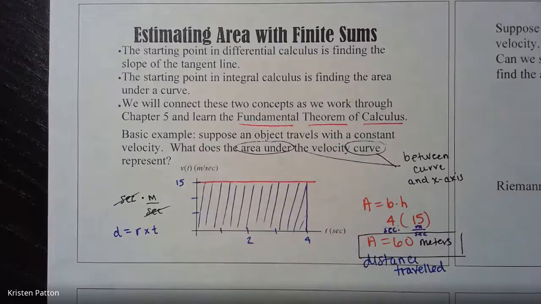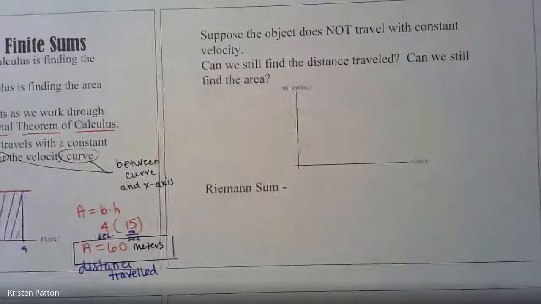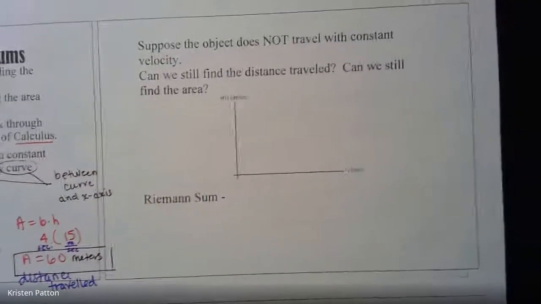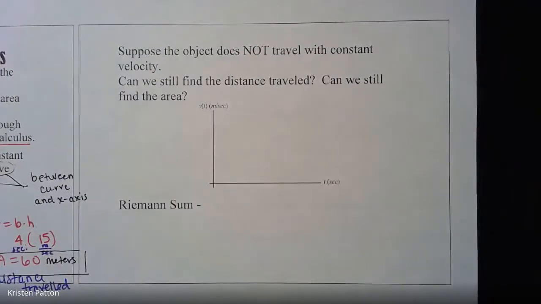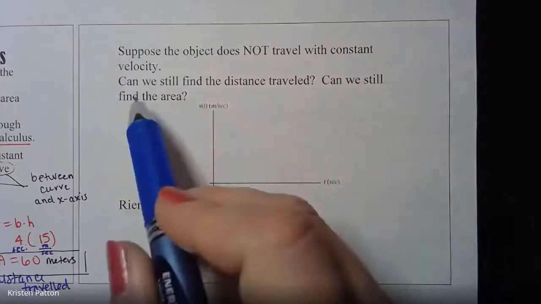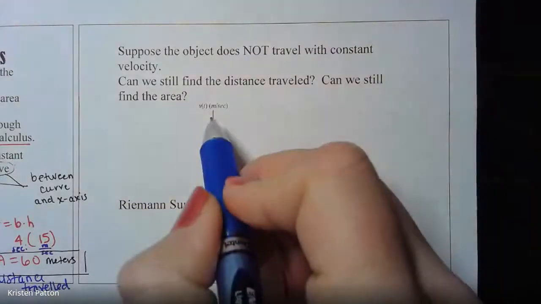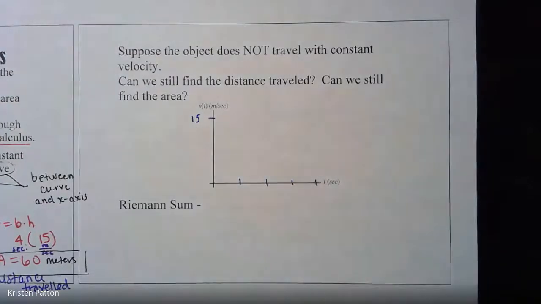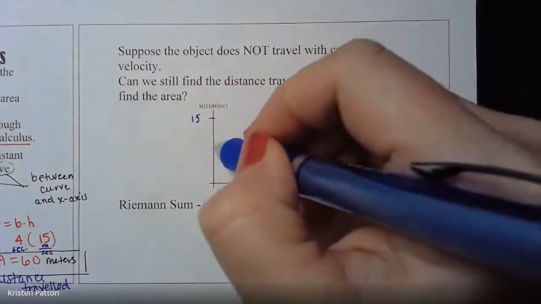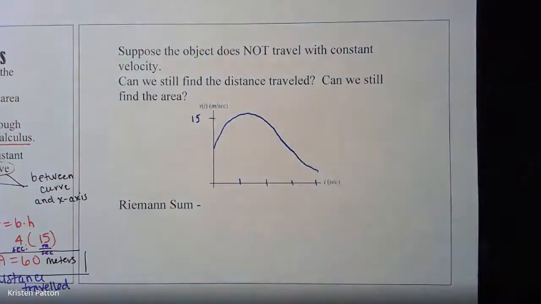Area, rectangle, great. But what if our object does not travel with a constant velocity? I mean, right, we know things are not constant. So I don't know, let's just draw a graph. I'm going to just keep the same numbers. Not that it matters, we're not actually going to do the math here, but what if it looks like this? And your graph does not have to match mine exactly, right? Just make sure it's not a horizontal line.